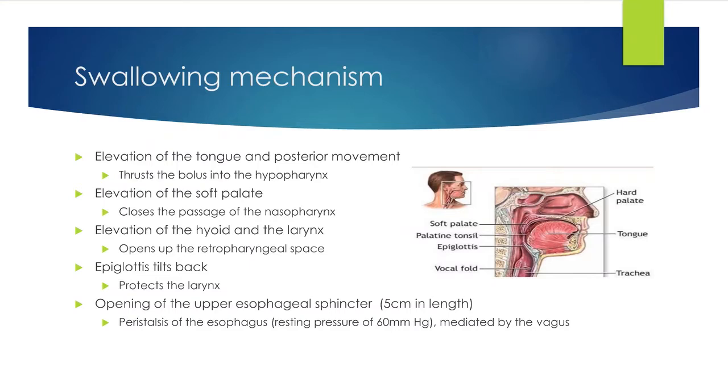That will be followed by elevation of the hyoid and the larynx, and by this movement, it will open up the retropharyngeal space, which comes after the hypopharynx. With that, the epiglottis will tilt back. The main function of the epiglottis is to protect the larynx and the airways from food and fluid during the process of swallowing, to stop it from going into the airway passages.